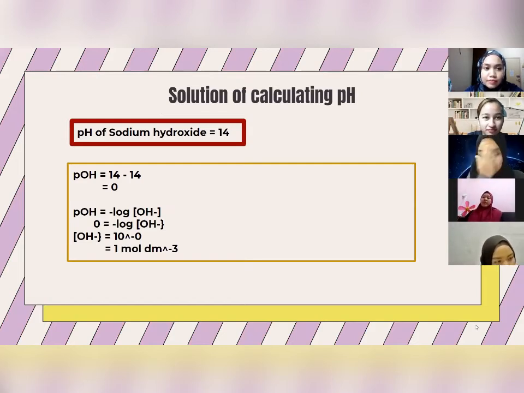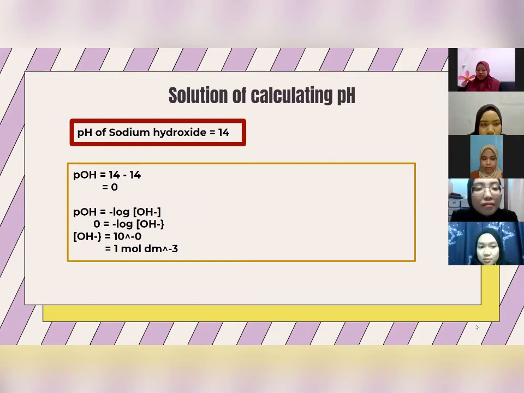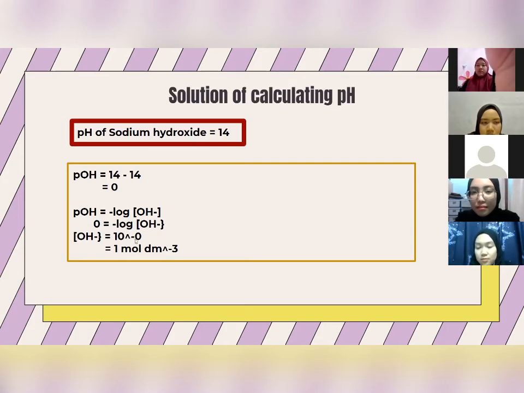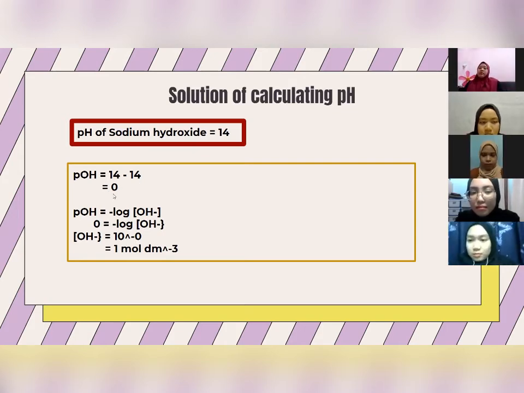Let's discuss together. So you see, the pH of the sodium hydroxide is 14, right? Then to get the pOH, since this sodium hydroxide is a base, we must do 14 minus 14. So we'll get pOH of 0. Then we use this equation and insert the value that you have got from the experiment. After calculating, make sure to use the calculator. You'll get 1 mole per decimeter cubed. Aisha, do you understand? Yes, teacher, I understand.